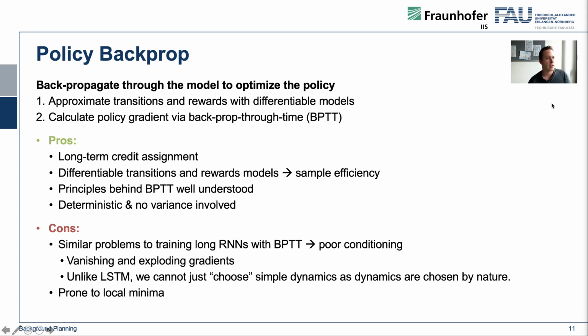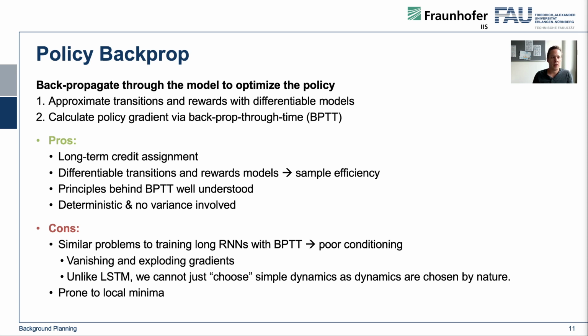Yeah, so there are some pros. We have long-term credit assignment: we can see what's going on and assign the gradients correctly. We have differentiable transition and reward models, which is good for sample efficiency, so we can increase it a lot. The principles behind backpropagation through time are well understood, since we know them from recurrent neural network training for quite some time. And it is a deterministic thing, and there's no variance involved here.